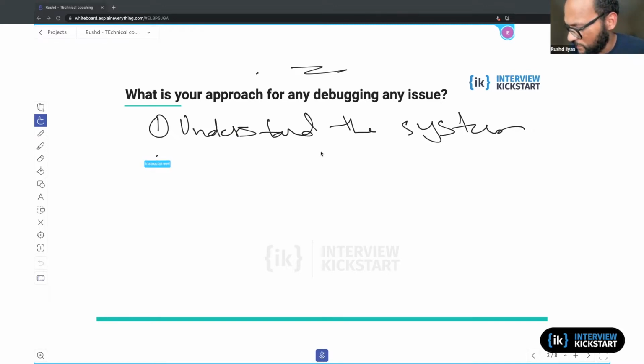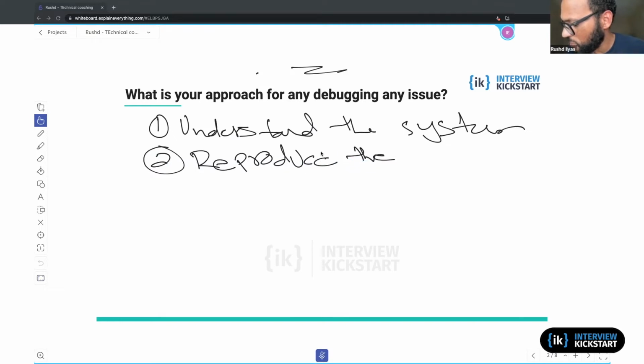Hopefully, it is an issue which can be easily reproduced. If you can do these two steps, then finding the issue or debugging it becomes much easier. So these are the first two steps. Once you have gone through them, you would be in a much better position. You would say, I understand the system, I can reproduce the issue.